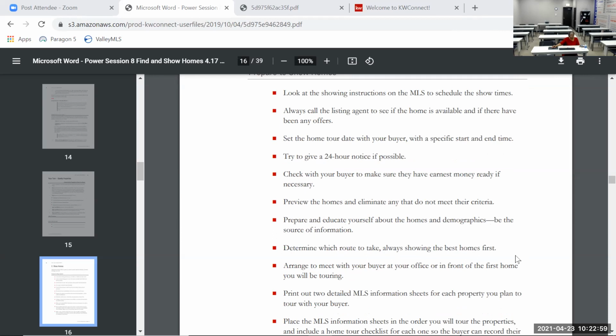When you call the listing agent to see if the house is still available, ask the listing agent, is there anything else about this house I need to know? The age of the HVAC, the age of the roof, any remodeling or repairs that have recently been done. The utilities, what's the average utilities on this house? Those are things that people ask quite often, especially the HVAC and the roof. People want to know that. So if you can get that information from the listing agent ahead of time, that is awesome.